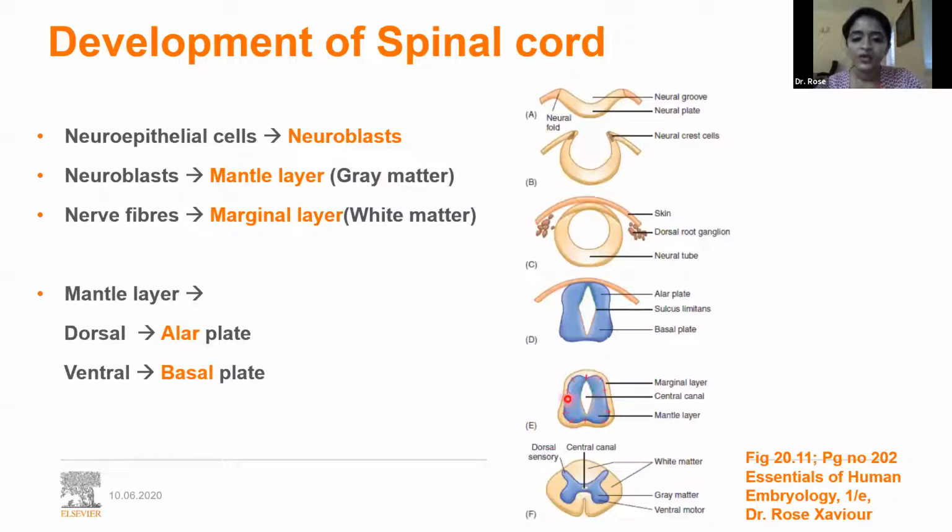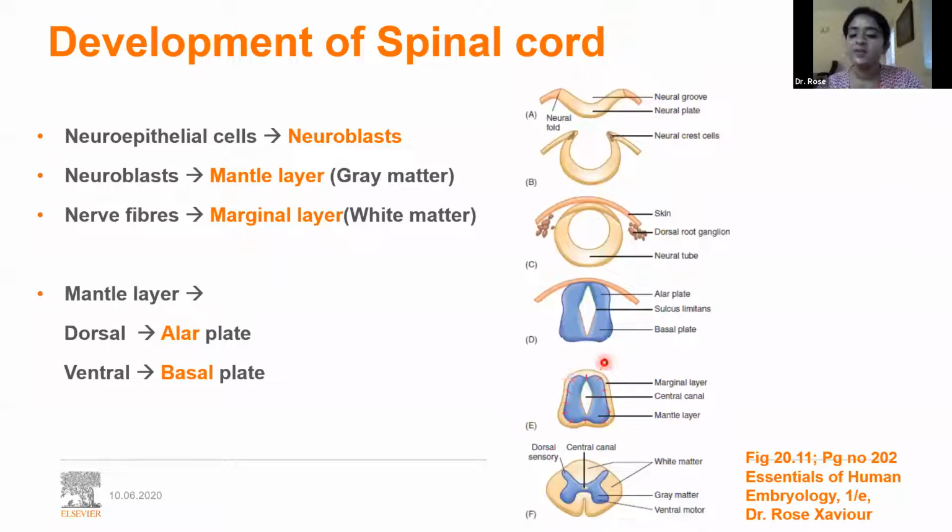The blue colored region, that is the mantle layer. The fibers arising from these neuroblasts will terminate at the periphery, and they will form the marginal layer. So once again, the neural tube has a lining epithelium known as neuroepithelial cells. They get transformed to form neuroblast cells. The neuroblast cells are arranged towards the cavity and form the mantle layer, and the nerve fibers arising from the mantle layer will form the outer marginal layer.